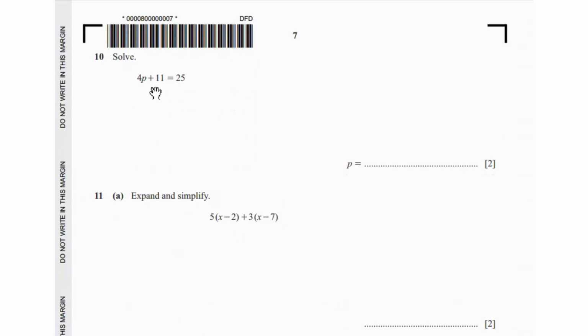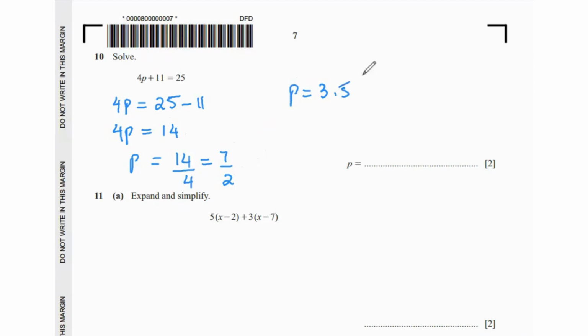Then it says solve 4p plus 11 equals 25. So you have to find the value of p. For that, we move the 11 to the other side first, which makes the equation 4p equals 25 minus 11, which is 4p equals 14. Then we divide 14 by 4, which simplifies to 7 over 2, which is also the same as 3.5. You can give your answer as 7 over 2, 3.5, or even 3 and 1 over 2. Either way, it's going to be correct.